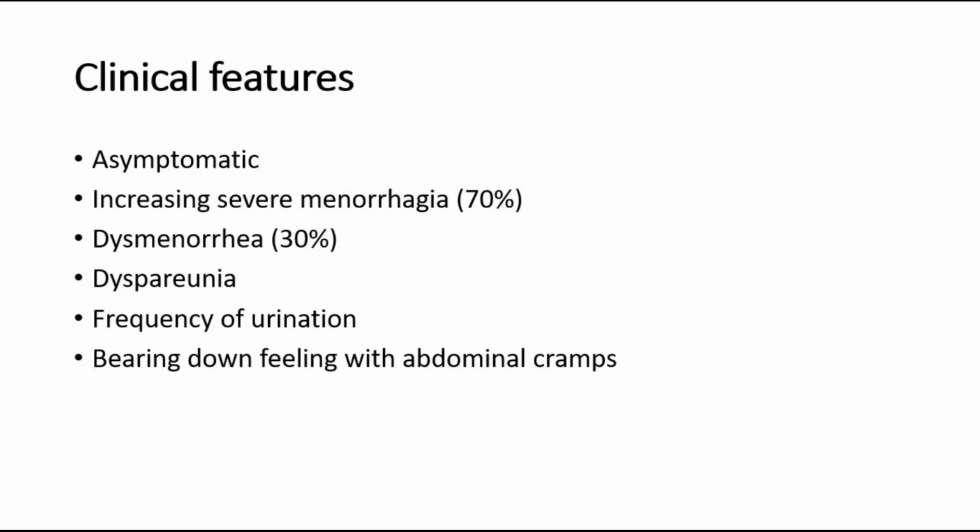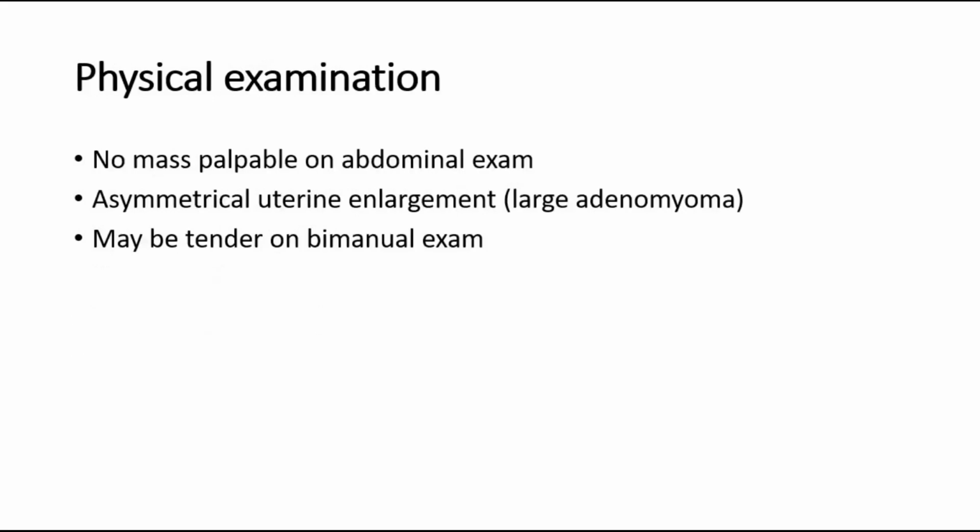Other signs and symptoms include dysmenorrhea, where there is painful menstruation. Dyspareunia may be present, where there is pain on sexual intercourse. Frequency of urination due to pressure symptoms. And also a bearing down feeling together with abdominal cramps. And it is important to remember that the symptoms may overlap with endometriosis, which is another condition within the uterus.